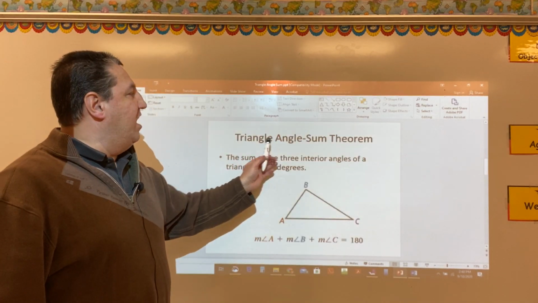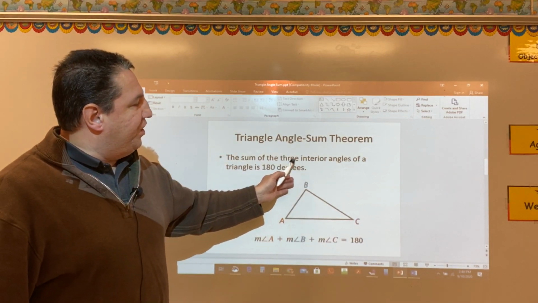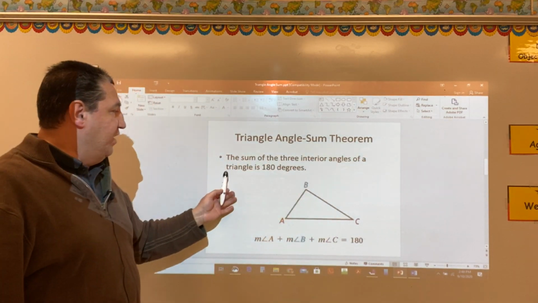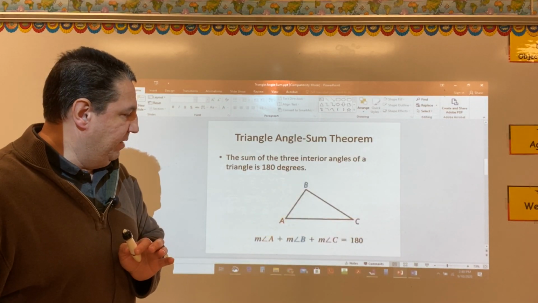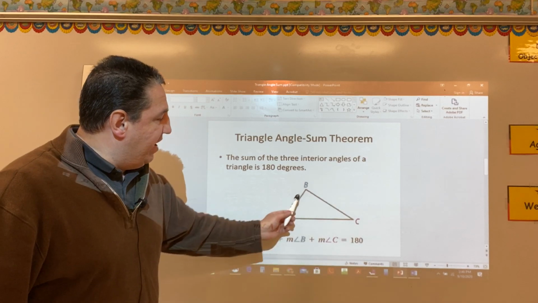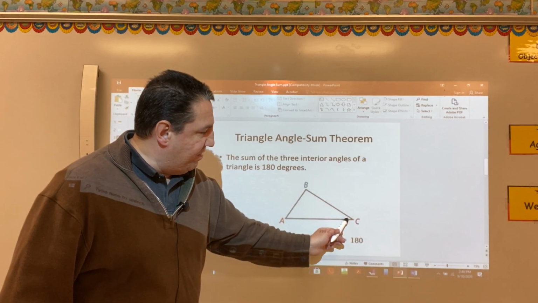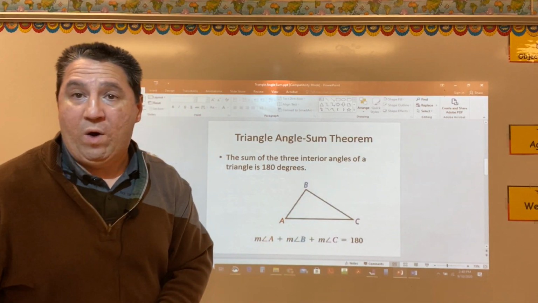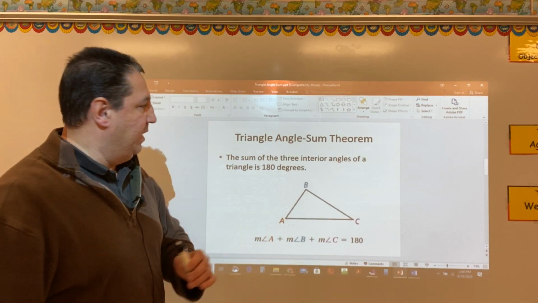What does the triangle angle sum theorem state? The sum of the 3 interior angles of a triangle is 180 degrees. Yeah? In other words, measure of angle A plus measure of angle B plus measure of angle C equals 180 degrees. It's simple, right?